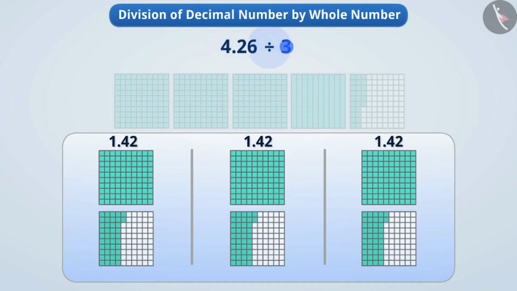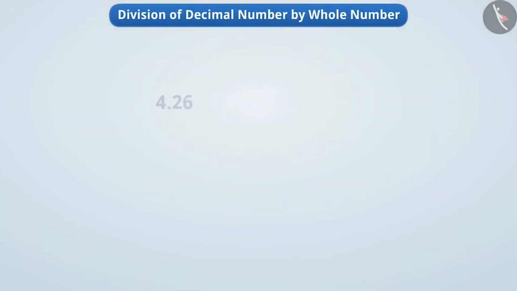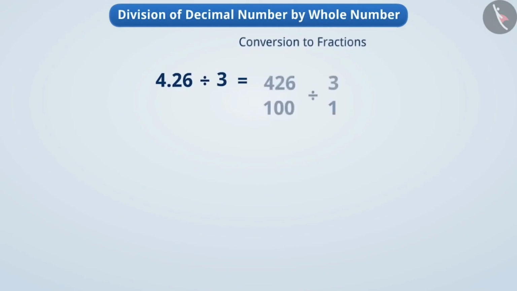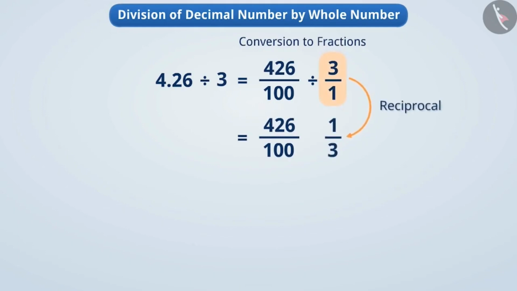We can say that 4.26 divided by 3 equals 1.42, which means Manisha must have used 1.42 meters lace for each handkerchief. To divide decimal numbers in mathematics, we can first express them as fractions. Like here, we have to write 4.26 as 426 by 100. Then we divide them. To divide fractions, we keep the number that is divided as it is and multiply it by the reciprocal of the second number. In this way, we get 1.42.